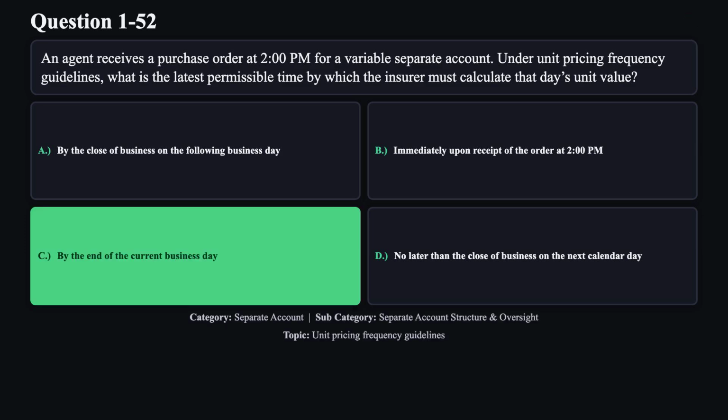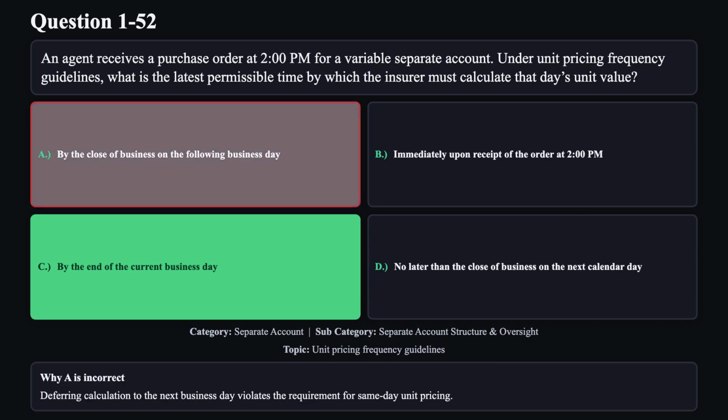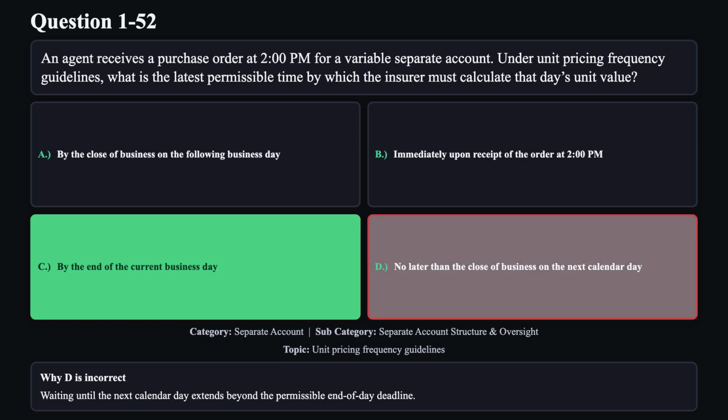The correct answer is C. Regulatory guidelines require separate account unit values to be computed at least once each business day by the end of that same business day to ensure timeliness for transactions. Reason A is not correct. Deferring calculation to the next business day violates the requirement for same-day unit pricing. Reason B is not correct. There is no requirement to compute immediately upon receipt. End-of-day valuation suffices. Reason D is not correct. Waiting until the next calendar day extends beyond the permissible end-of-day deadline.